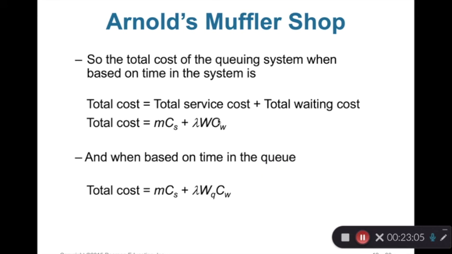Okay, now we want to put them together. The first one is about the total cost based on the time in the system. So total cost equals the total service cost plus the total waiting cost: M times CS plus lambda times W times CW. If it's based on the time in the queue, the total cost equals M times CS plus lambda times WQ times CW. This is the same, but you should use WQ instead of W. So this is very important. You should pay more attention to this.